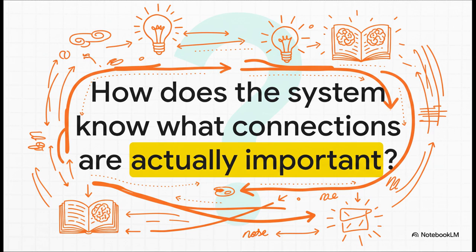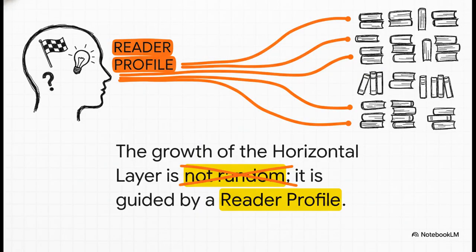I mean, with potentially thousands of links being suggested, how on earth does the system know which connections are actually insightful and which ones are just noise? The answer is what makes this whole idea so powerful. The system doesn't decide anything. It learns from you. You're not just a passive user clicking around, no way. You are the active director.